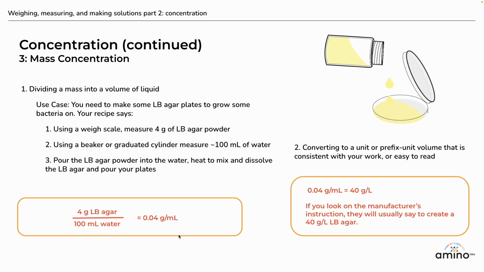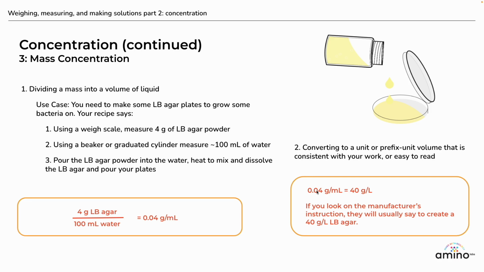Now, grams per milliliter is a very strange unit to use. This would almost never be used in a lab. So this is where we get to the second step here, where we're going to convert these using our past knowledge of prefixes, and we're going to make this a little easier for someone to understand.